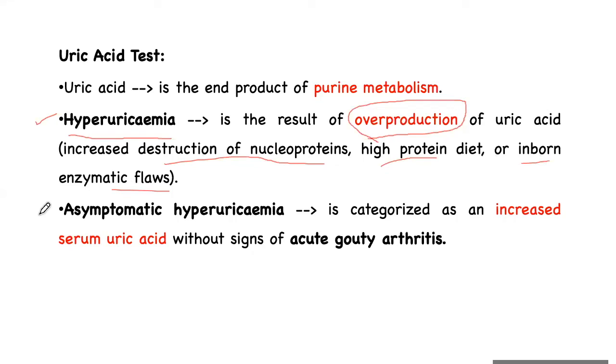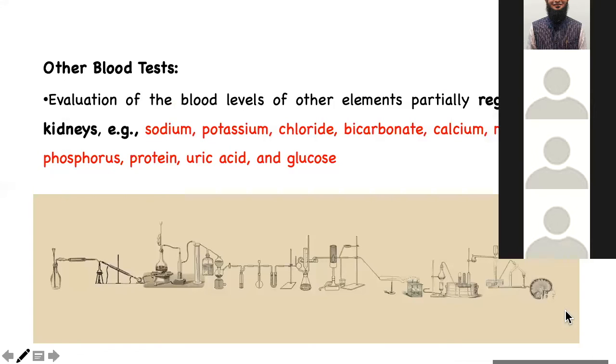But sometimes patients suffer from asymptomatic hyperuricemia. So there is an increase in the level of uric acid, but the patient is not suffering from any sign and symptom of acute gouty arthritis, although the patient has hyperuricemia. That is also possible, and you can only diagnose this if you take a blood sample and quantify the level of uric acid in it. So this is the uric acid test.